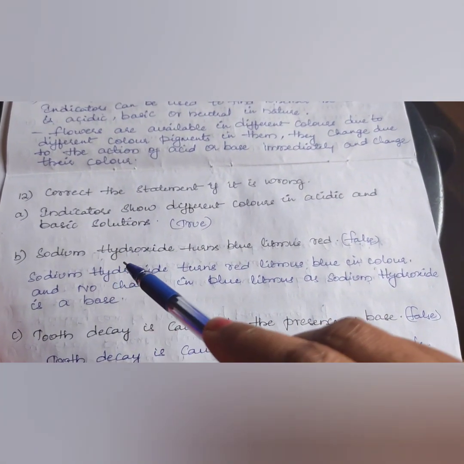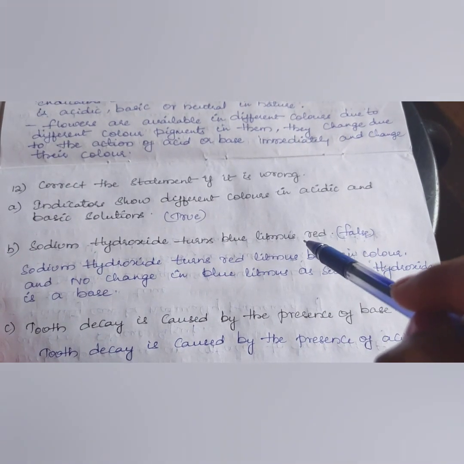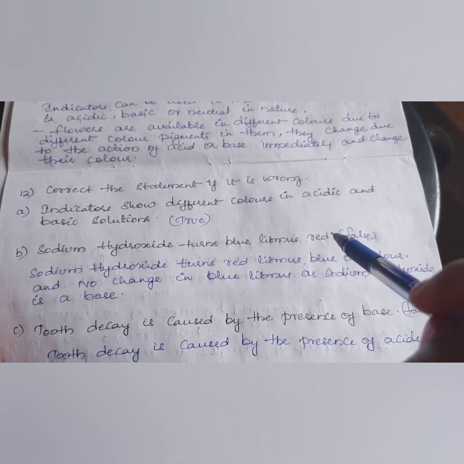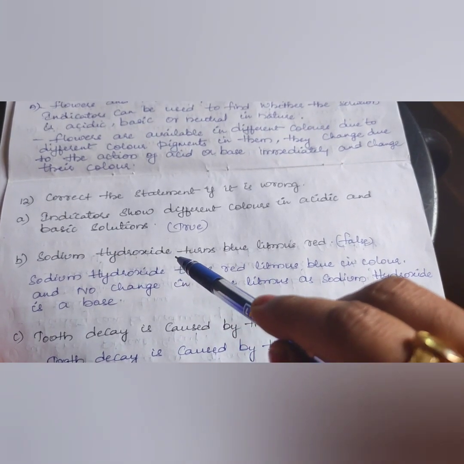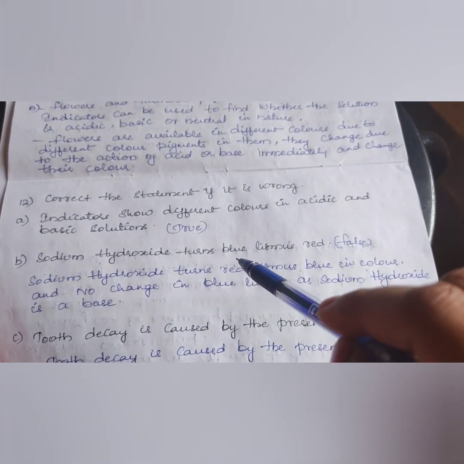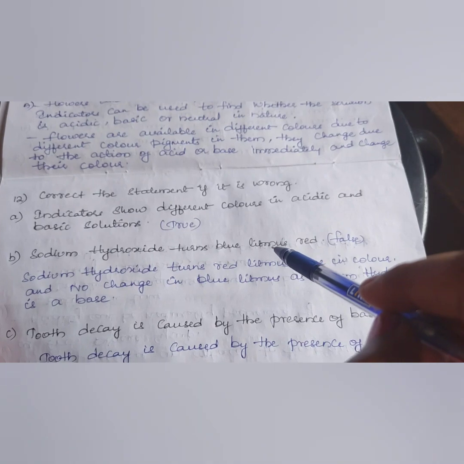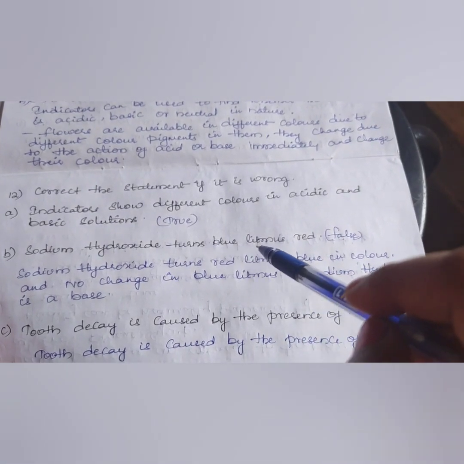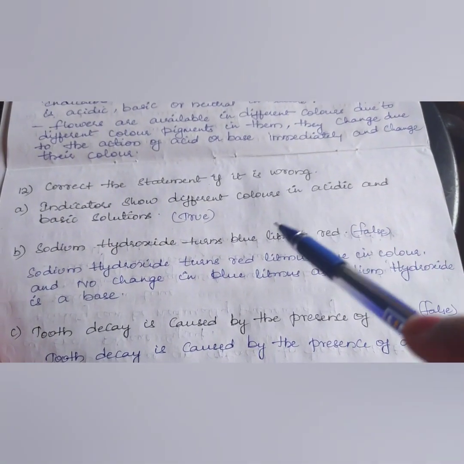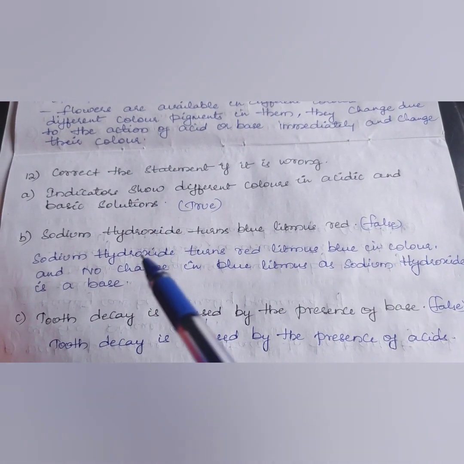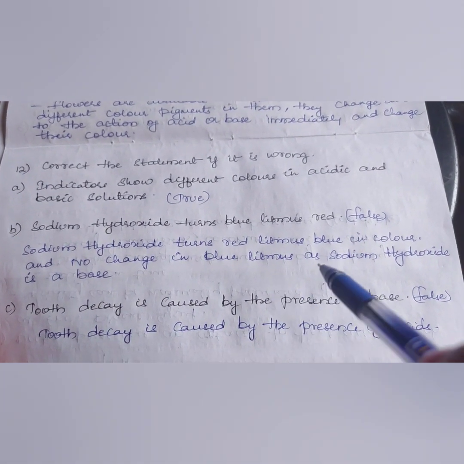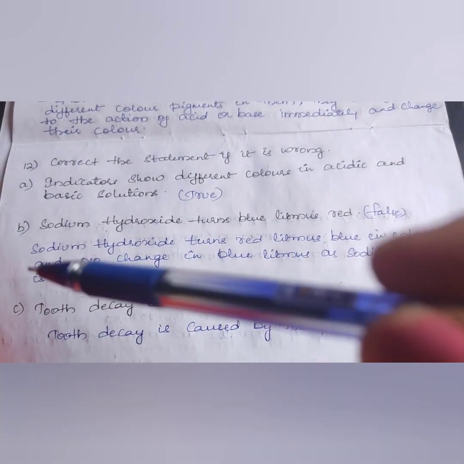Next, sodium hydroxide turns blue litmus red. It is false, wrong. This is the wrong statement. Why? Because sodium hydroxide is a base. It turns red litmus to blue but does not change blue litmus color. It remains the same. So we'll explain here: sodium hydroxide turns red litmus blue in color and no change in blue litmus, as sodium hydroxide is a base.